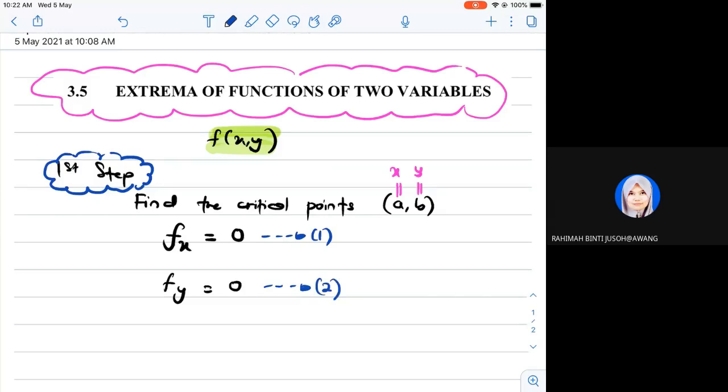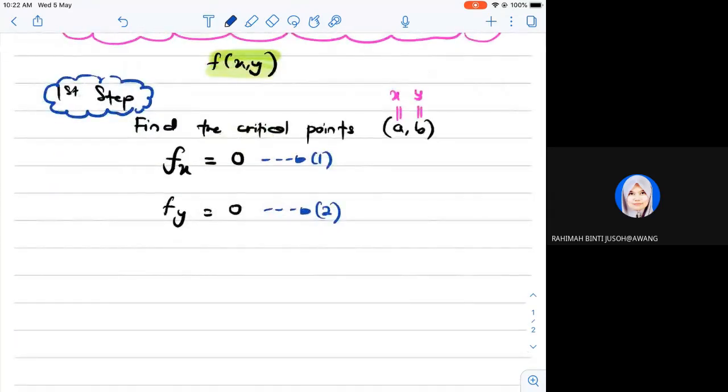Like this. So what you should do now, in order to find the coordinate of x and y, you have to solve equation 1 and 2 simultaneously. So that you can get the values of x and y. And always bear in mind, as I mentioned earlier, critical point can be more than 1, can be more than 2. It depends on the function f(x,y) kita yang diberi dalam soalan lah.